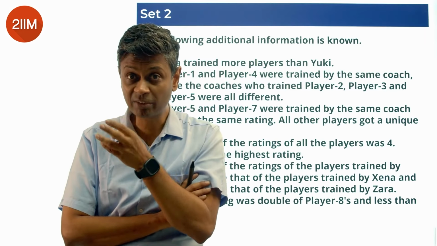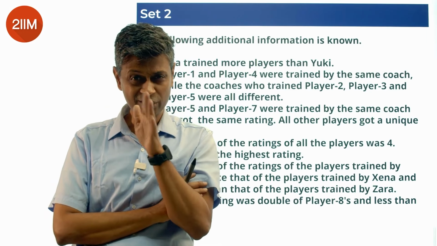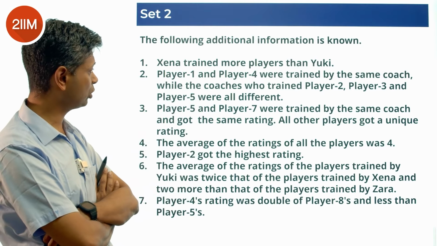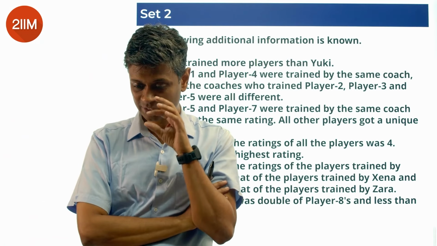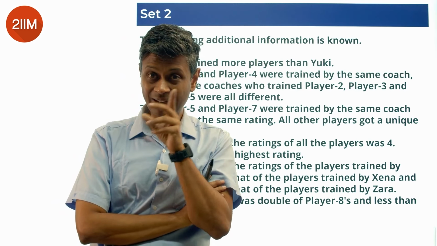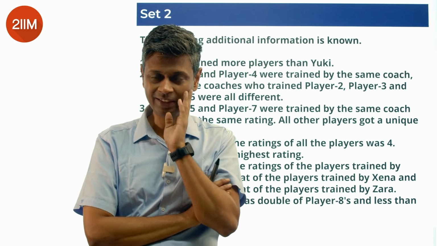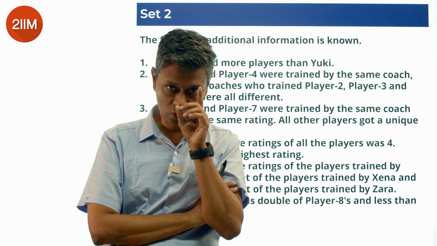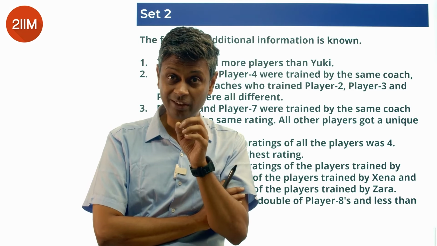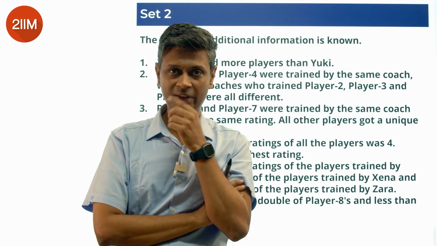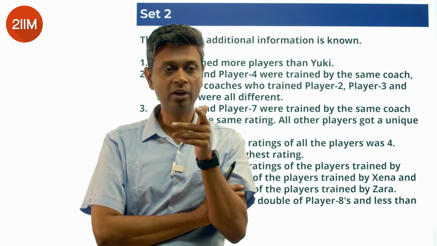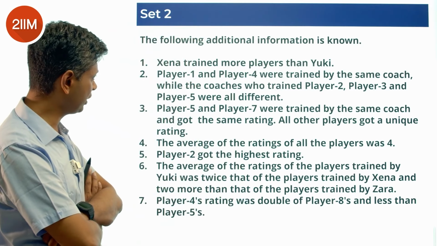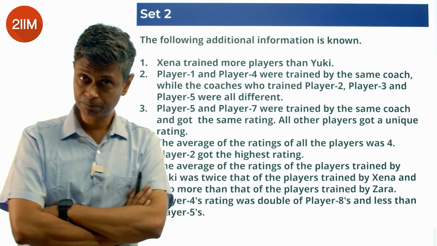Is it a set theory type thing, Venn diagram type thing, or distinct thing? This says 1 and 4 were trained by the same coach, while the coaches who trained players 2, 3 and 5 were all different, suggesting that 2, 3 and 5 were by X, Y and Z in some order, hinting therefore they are different, that each coach trains a set of players, each player is trained by one coach. I will not have player number 4 trained by X and Y. That's not happening. Player 5 and 7 were trained by the same coach and got the same rating.